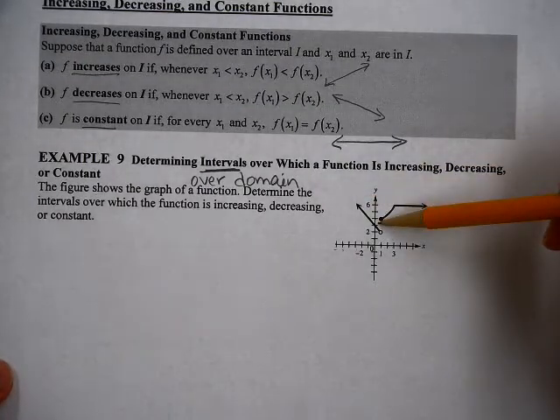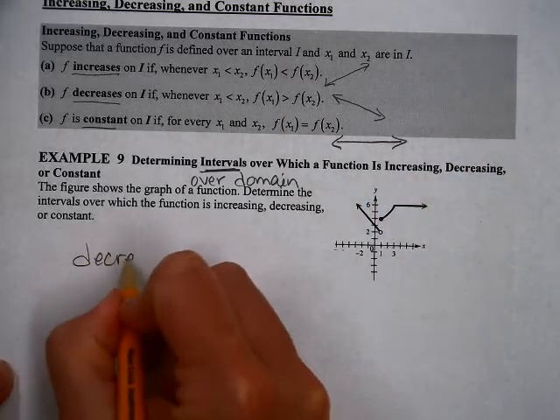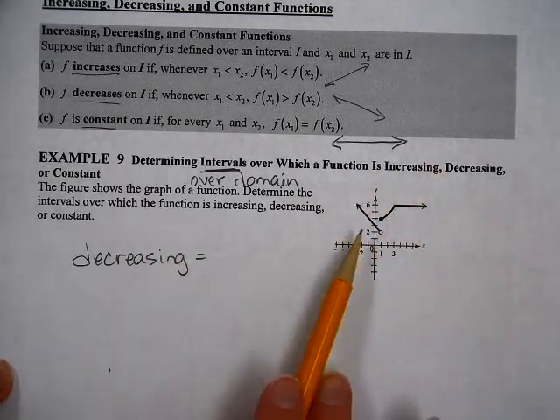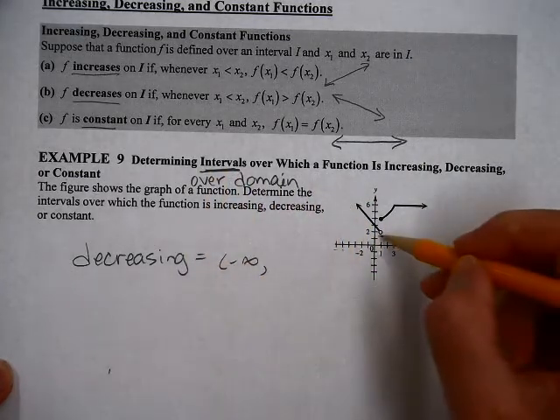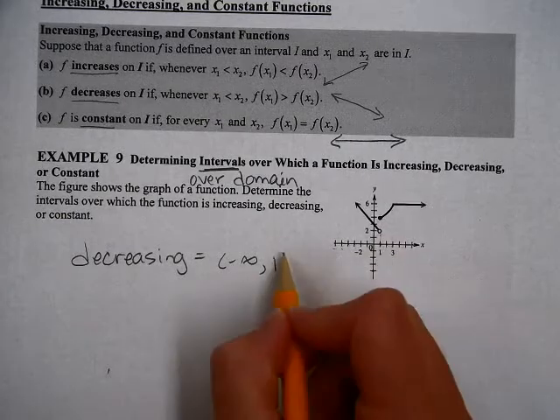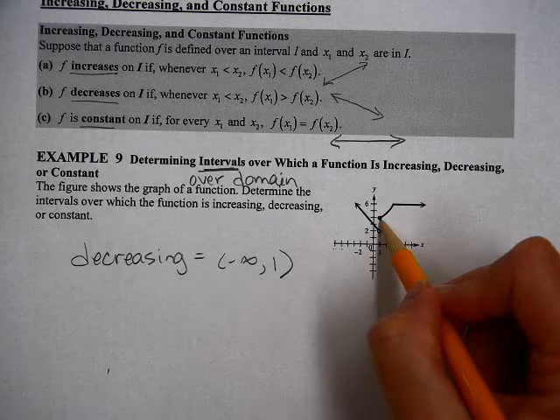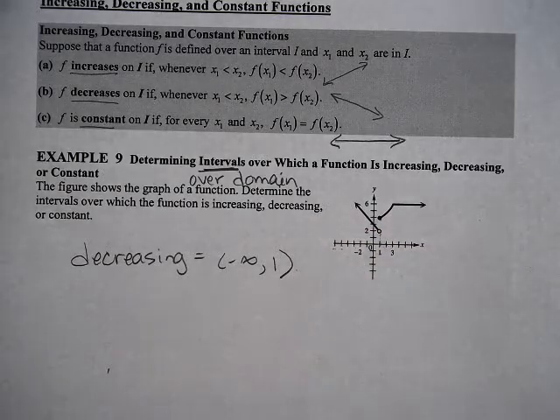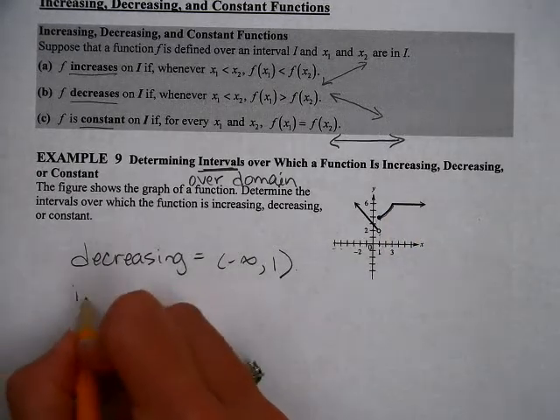This first function here, left to right, it is going down. Therefore, it is decreasing. So the first part is decreasing. And it is decreasing from negative infinity, because on the x-axis, this goes out forever, negative infinity, and it stops at x value of 1. Since I have an open hole there, that is a parentheses. If you have a closed circle, then it's going to be a bracket. Open circle, parentheses.